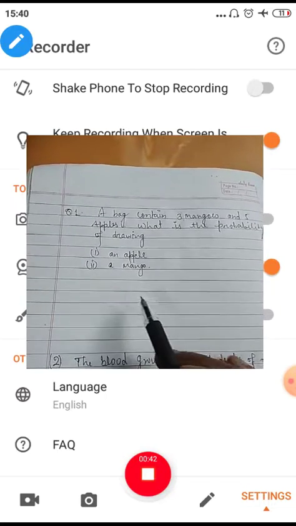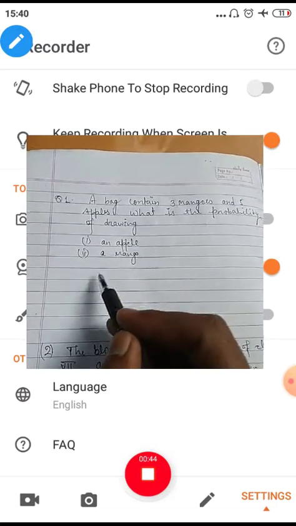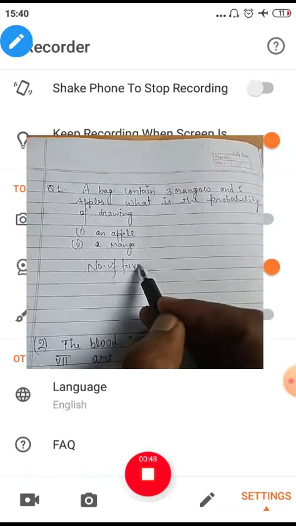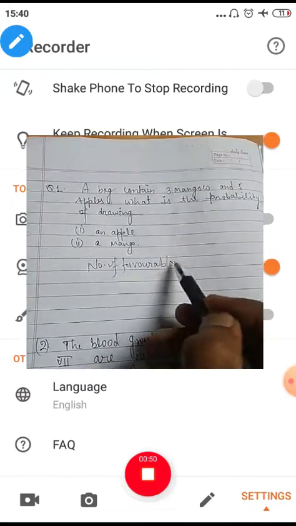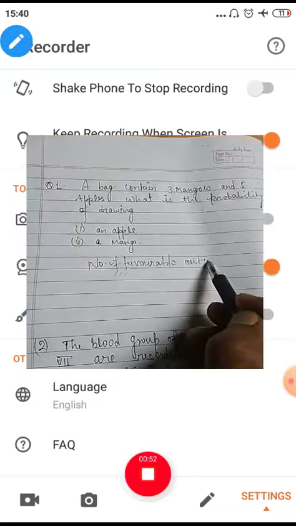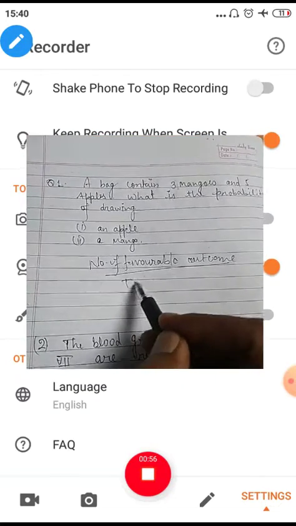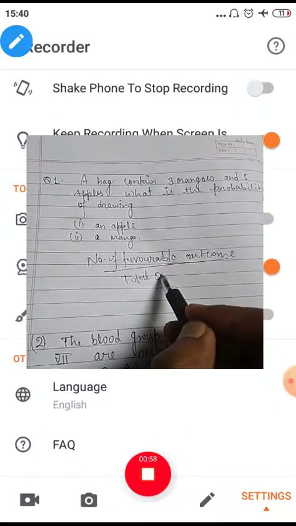The probability of an event is equal to what? Number of favorable outcomes upon total outcomes.